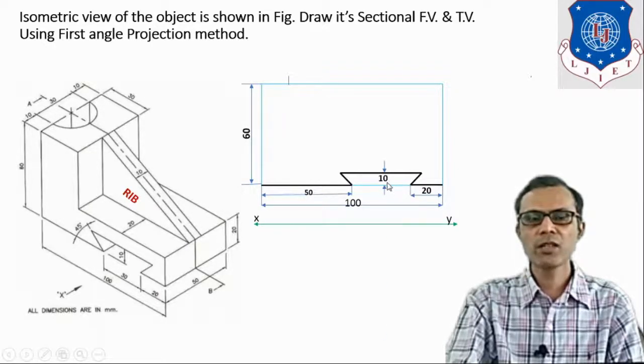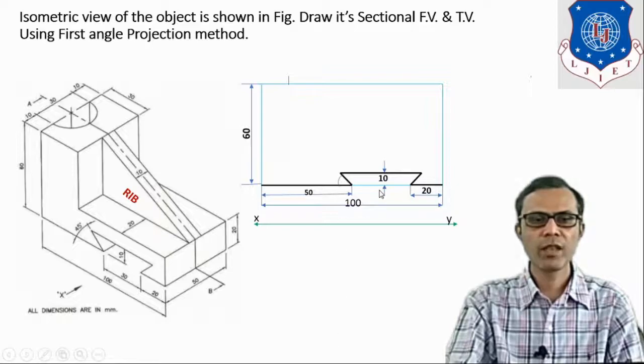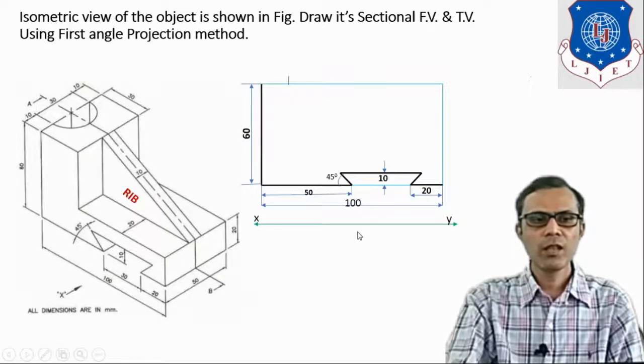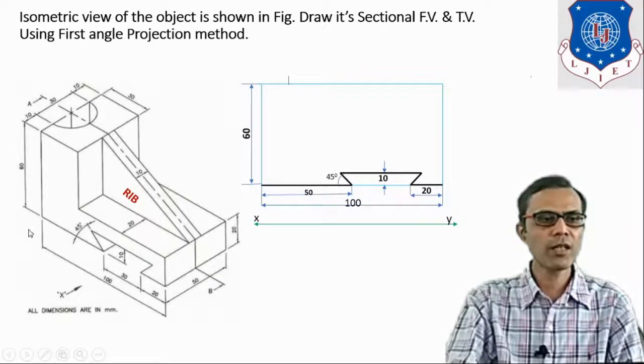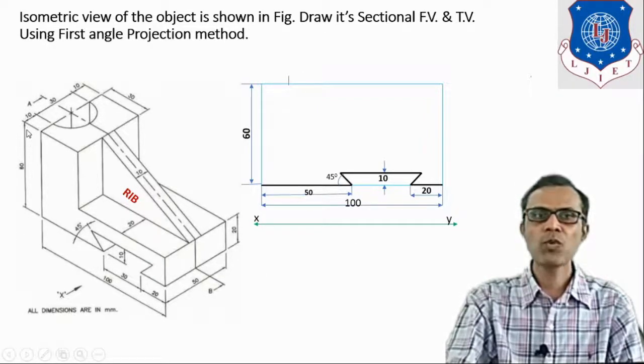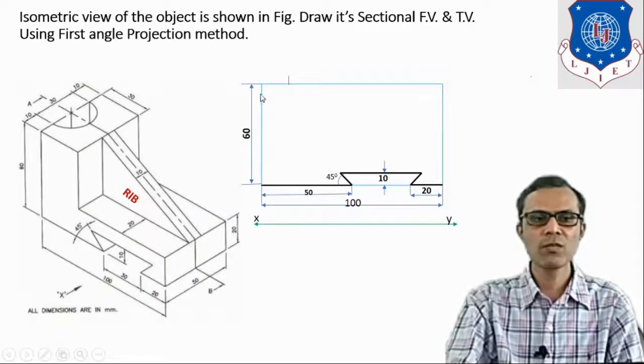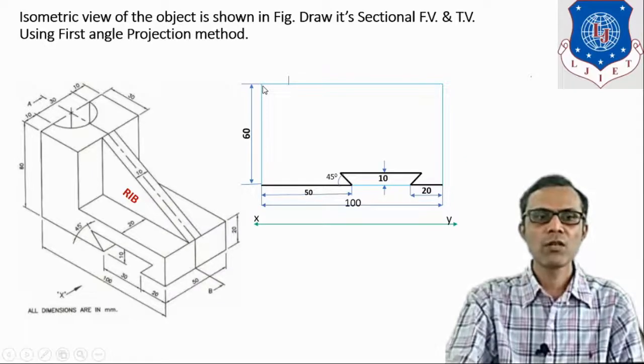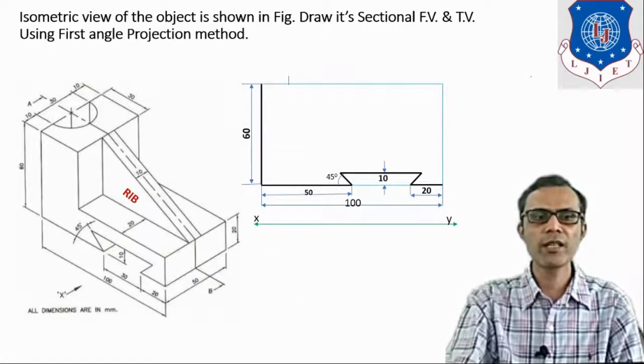Write down the dimension from the bottom. It is a 10 mm dimension. Write down the angle also, 45 degrees. Here this edge is a vertical edge with a total height of 60 mm. So from the bottom to the topmost corner point, draw a vertical line of 60 mm height.